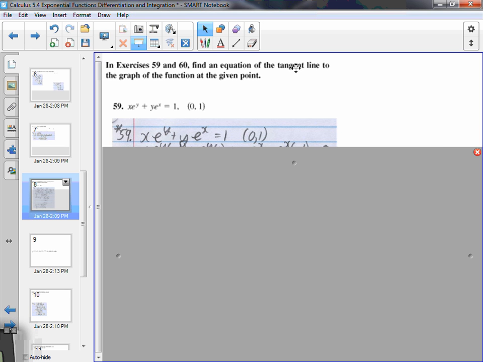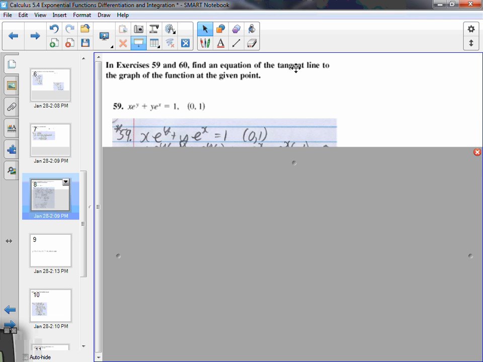How are we going to find an equation of the tangent line? What's the first step? Derivative. Why derivative? Because that's the slope of the tangent line. Once we have the slope of the tangent line, then we can use our point and get our equation. So our function is actually an implicit function, isn't it? So we're going to have to be able to do implicit differentiation as well. So we have x e to the y plus y e to the x equals 1. Once we've come up with the derivative, which is our slope, then we'll use the point 0, to get our equation of the tangent line.